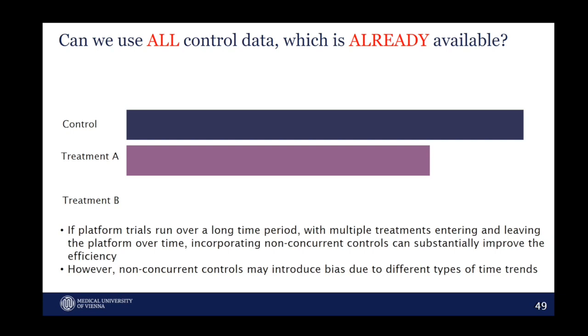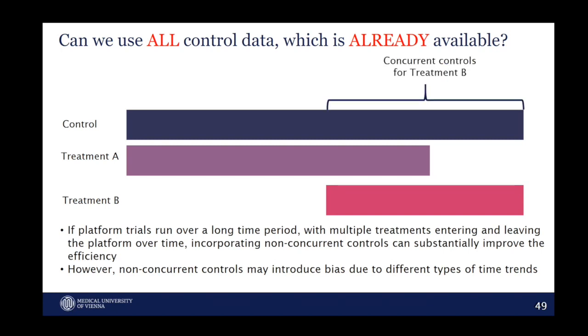Now the question becomes, can we use all control data which is already available? Because look at this situation. The platform trial starts with the control and treatment A, and only later on treatment B is added. And now the question becomes, which data can we use for the comparison of B versus control? Can we only use the concurrent controls for treatment B, meaning patients which were randomized at the same time? Or can we also use non-concurrent control data for the comparison of treatment B to control?